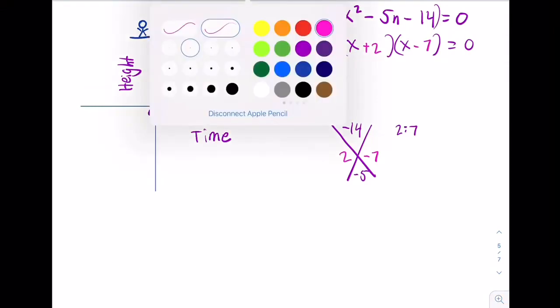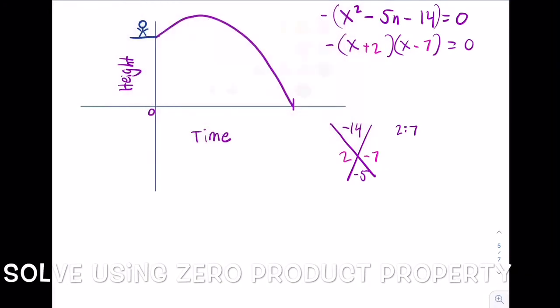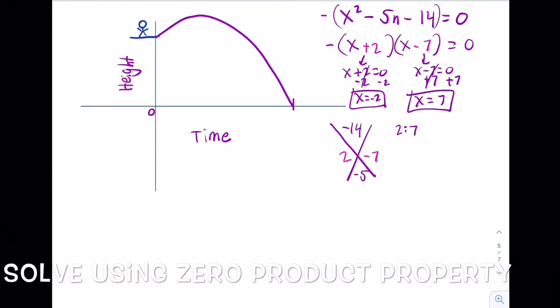And then we solve it using the zero product property. So we set each to 0: x plus 2 equals 0, x minus 7 equals 0, and we solve it. Subtract 2 from both sides, x equals -2, that's one answer. Add 7 to both sides, x equals 7 is our second answer. So what these two tell us is where our x-intercepts are, where the zeros are. So it's going to be (-2, 0) and (7, 0).